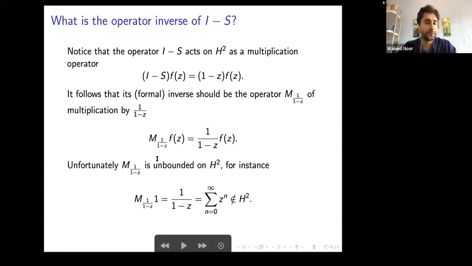Now, this operator, as I mentioned, is unbounded on H2. This is easy to see, because if you apply it to the constant 1, you get 1 over 1 minus z, which has the geometric series. The coefficients are just 1, so the coefficients are not in L2, and it can't be in the Hardy space. This is a simple example of a holomorphic function which is not in the Hardy space. So of course, this proves that this isn't a bounded operator.